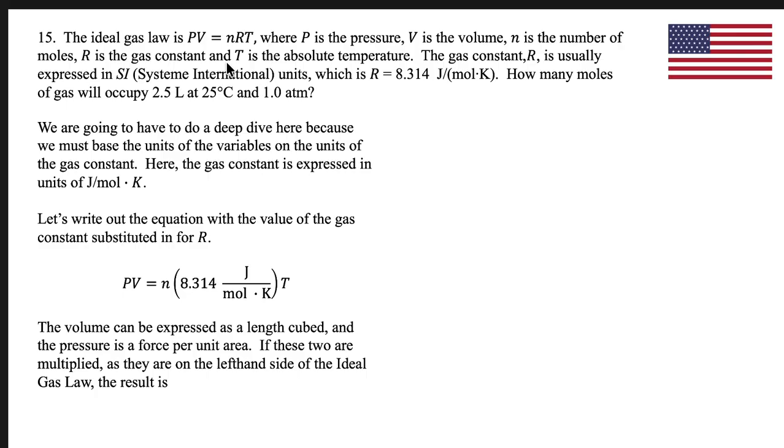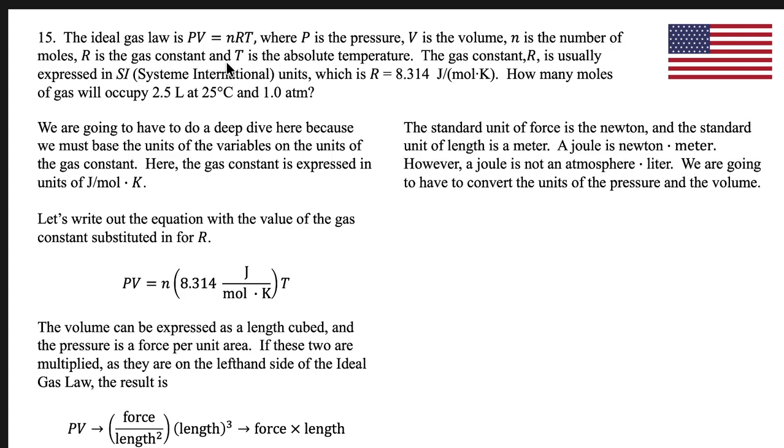The volume can be expressed as, let's look at the units here. Length cubed is volume, so cubic feet, cubic centimeters. The pressure is force per unit area, which is newtons per square meter, for example. Force per length squared. Area is length squared. If you multiply pressure times volume, what unit do you get? You have length cubed on the top, length squared on the bottom. That's force times length, and that's energy. So the standard unit of force is a newton, the standard unit of length is a meter, and that's a joule, and that's energy.